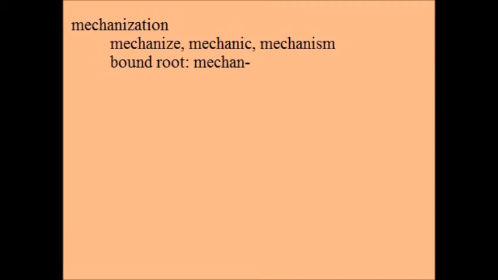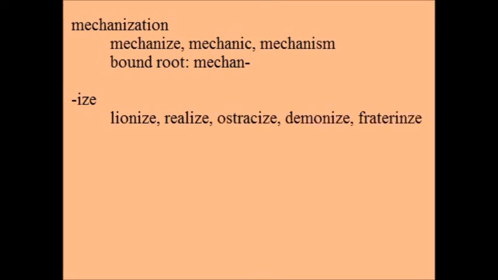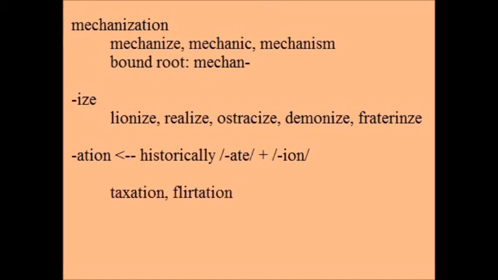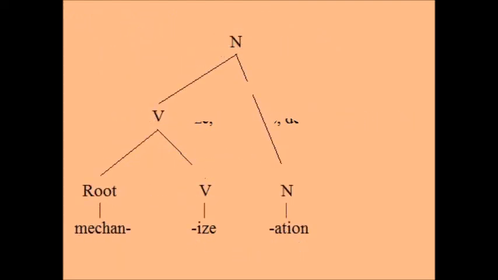It also contains the verbalizer -ize, found in a number of words such as lionize, realize, ostracize, demonize, fraternize, and so forth. This affix attaches to a large number of bases, including nouns, adjectives, and bound roots. Next is the suffix -ation. This is historically derived from -ate plus -ion, both of which we saw previously. The suffix -ation, however, attaches as a single unit to -ize, plus to a small number of verb bases, such as tax, as in taxation, and flirt, as in flirtation. Here is the lexical entry for -ation. This gives rise to the following derivation for the word mechanization.